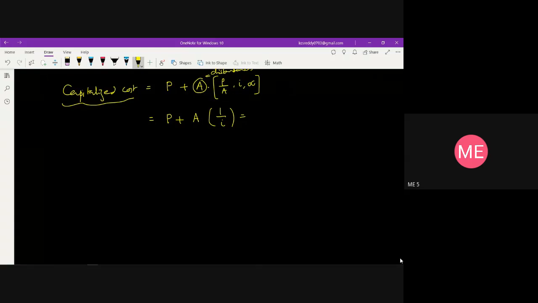I have given one example here. There are 10 crores rupees granted by the government for construction of a new block.